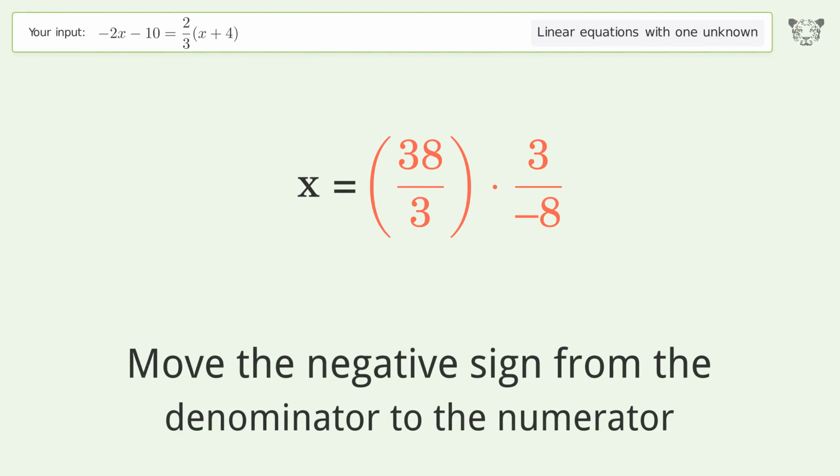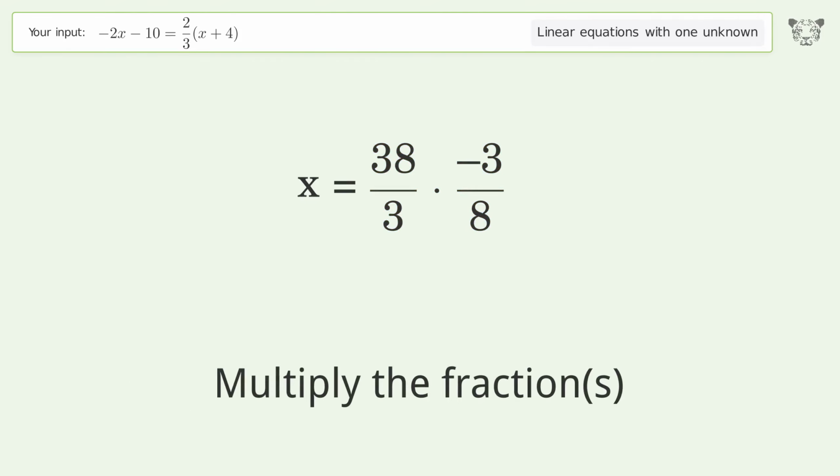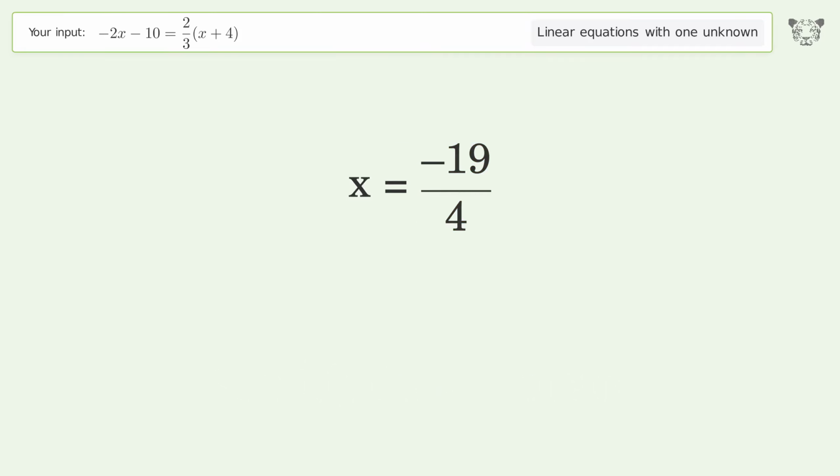Move the negative sign from the denominator to the numerator. Multiply the fractions. Simplify the arithmetic. And so the final result is x equals -19/4.